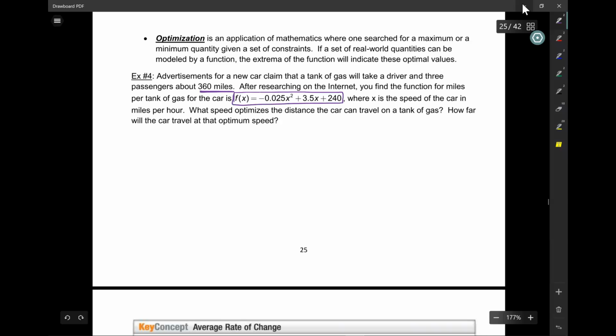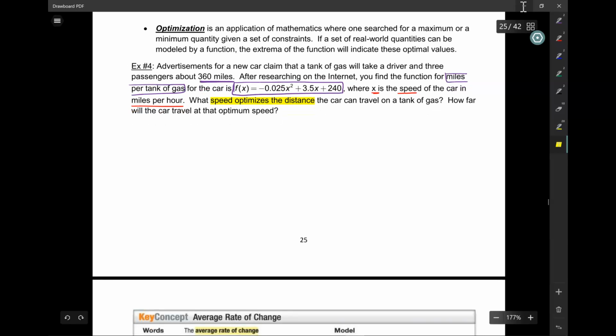Okay? So what this is, miles per tank of gas. Now, x is the speed of the car in miles per hour. Now, here's what you're looking for. What speed optimizes the distance the car can travel on a tank of gas? All right? So let's define our variables and all that good stuff.